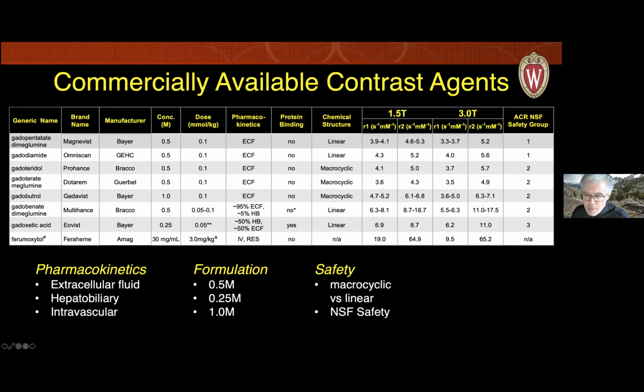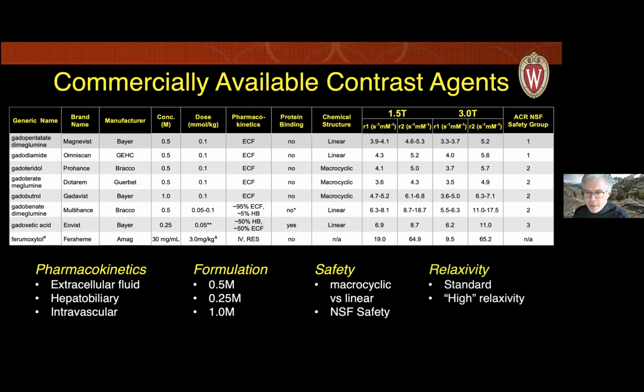Gadoxetic acid is a group 3 agent, which means that it is not associated with NSF, but it has a shorter track record on the market. And it really came out in the United States in 2008, right after NSF had broken. So there probably is not sufficient exposure to really be confident, at least not at this stage.